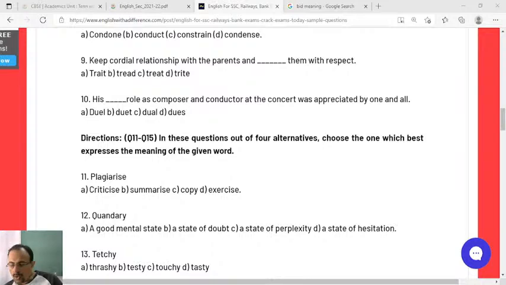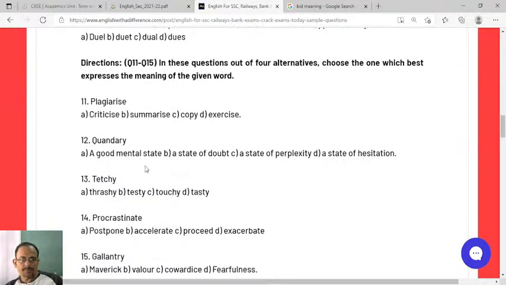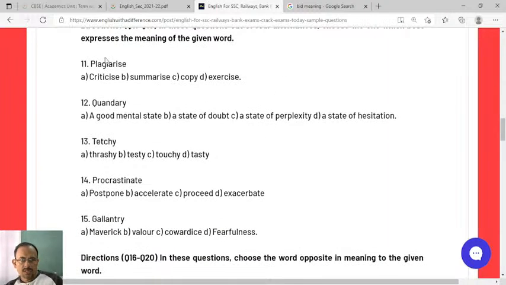Like his dual role at home and office. So dual role means two roles, both in the office and home. And duel is a contest or a fight, you can say. A contest or a fight is called duel. Okay, so next, dear students, you tell me the synonym of these words.